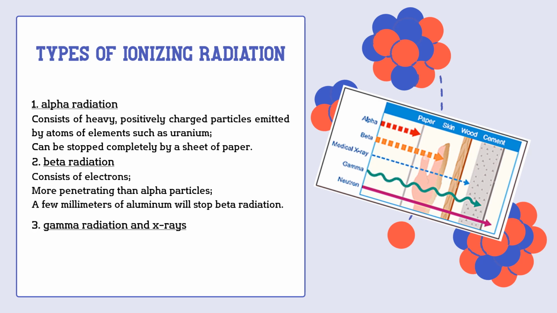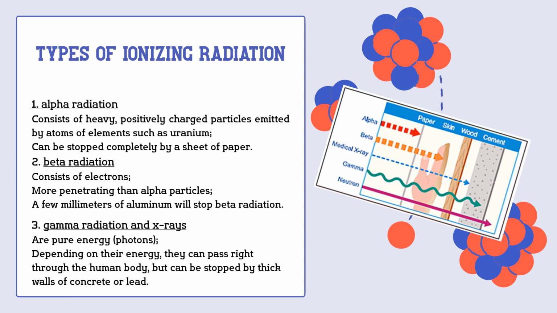3. Gamma radiation and X-ray. Gamma radiation and X-ray are the most common types of ionizing radiation that are used in radiotherapy. Because gamma rays have no mass or charge, they can travel much farther through air than alpha or beta particles. X-ray is like gamma ray, the only difference is the origin, where X-ray is generated from the electron cloud while gamma ray is generated from the nucleus.